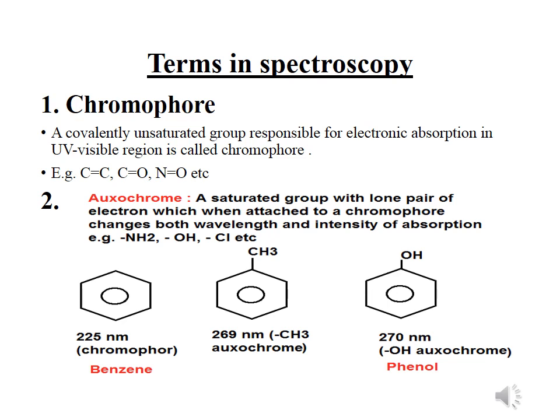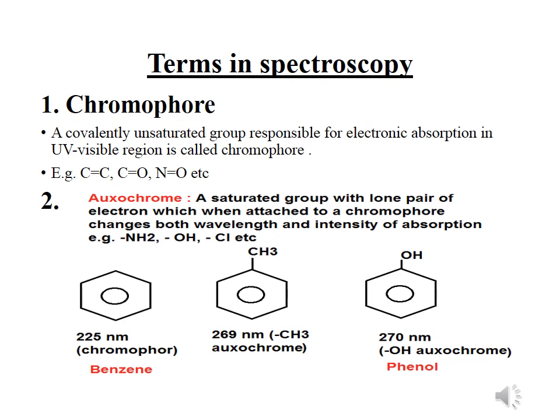Now the second is oxochrome. The oxochrome is a saturated group, importantly a saturated group with a lone pair of electrons. When this oxochrome is attached to the chromophore, it changes the wavelength and intensity of absorption. It means the presence of oxochrome is only possible if the chromophore is there in the compound. So the function of oxochrome is only to alter the wavelength and intensity of absorption.